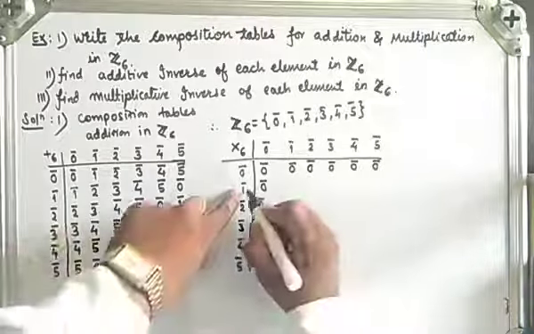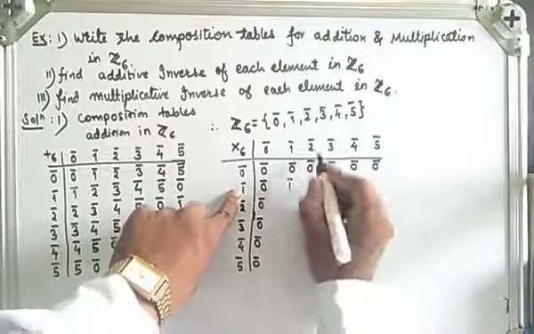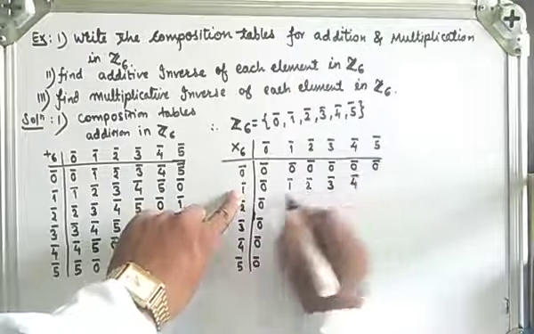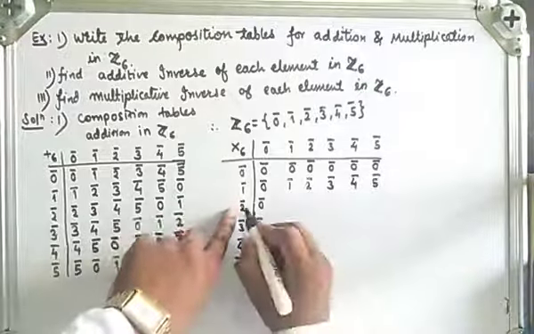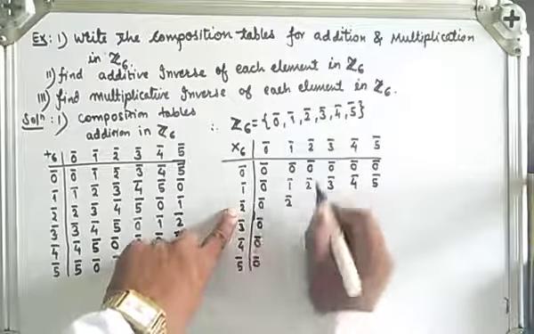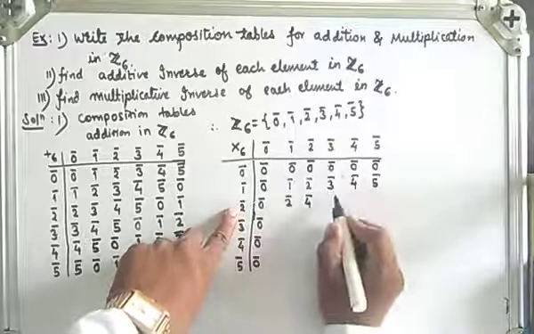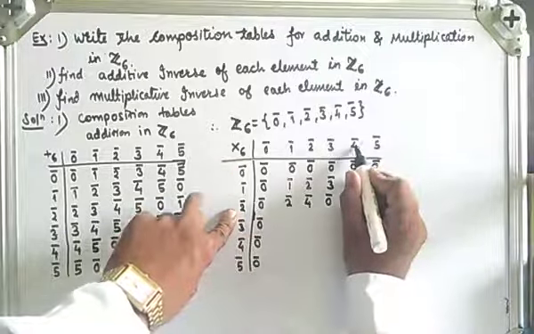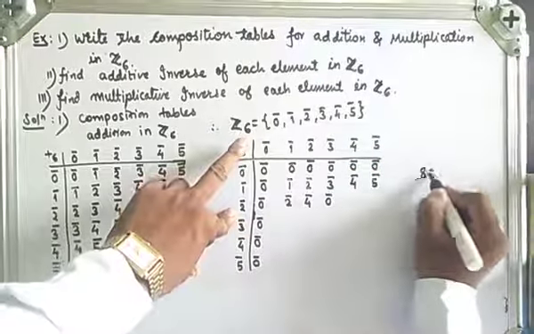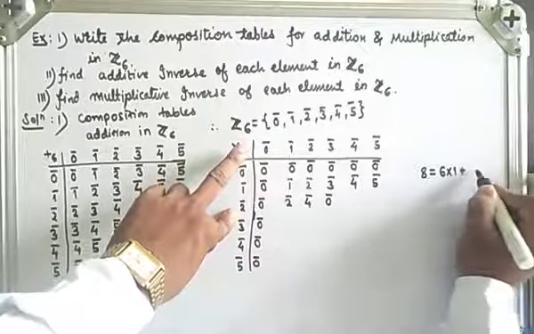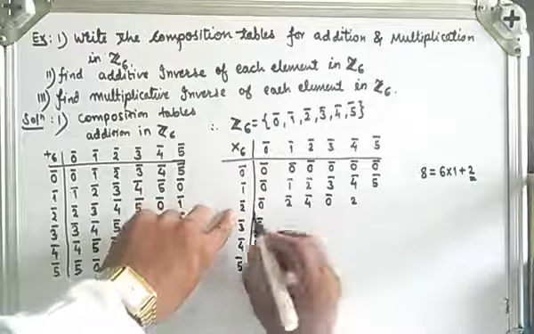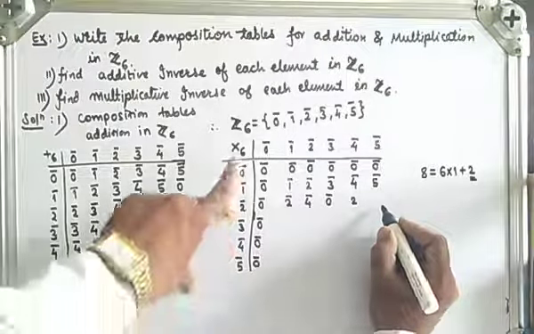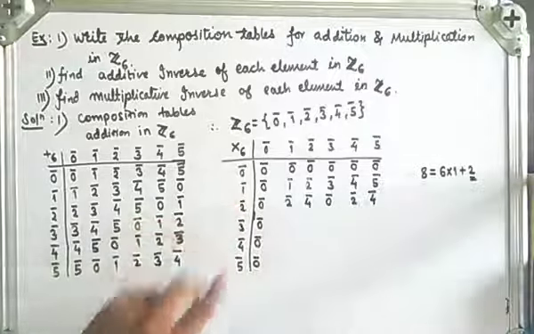Now 1 into 1 is 1, 1 into 2 is 2, 1 into 3 is 3, 1 into 4 is 4, 1 into 5 is 5. Next, 2 into 1 is 2, 2 into 2 is 4 bar, 2 into 3 is 6 bar, and 6 modulo 6 we will get 0 bar. Next, 2 into 4 is 8, 8 modulo 6, when 8 is divided by 6, the quotient is 1 and the remainder is 2, right? So here is 2. Now 2 into 5 is 10, and 10 when divided by 6 we will get 4 bar, right?